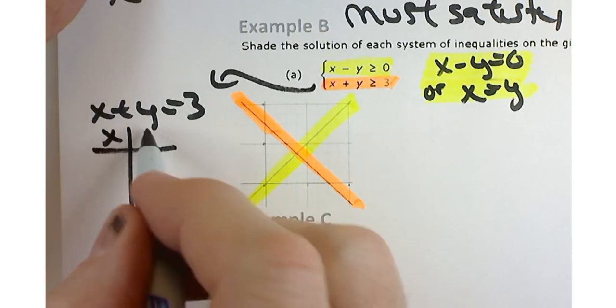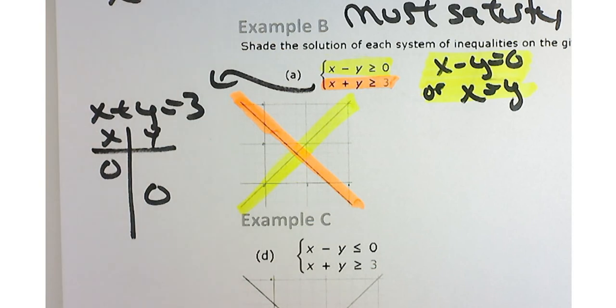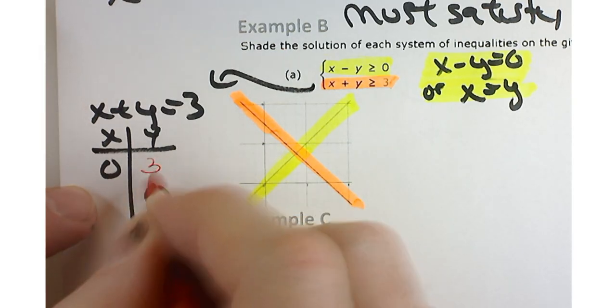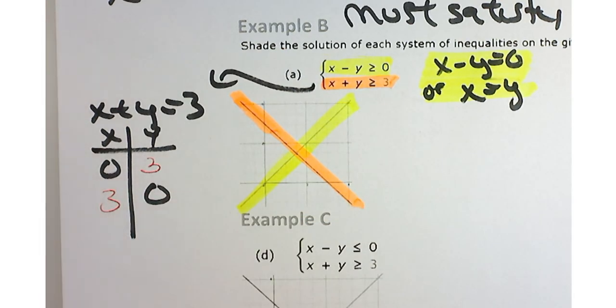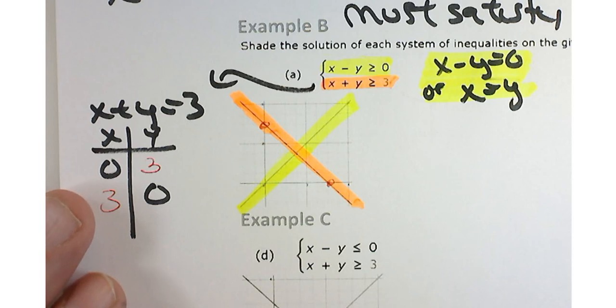Just make yourself a little table, set x equal to 0, and then set y equal to 0. If I set x equal to 0, what happens for y? It's 3. If I set y equal to 0, x equals 3. So, all right, I get a couple points. And then I've got my graphs.